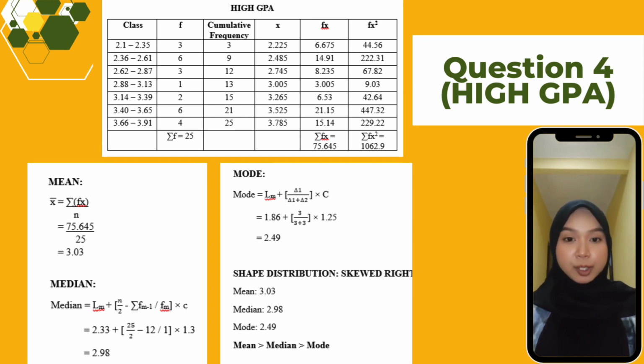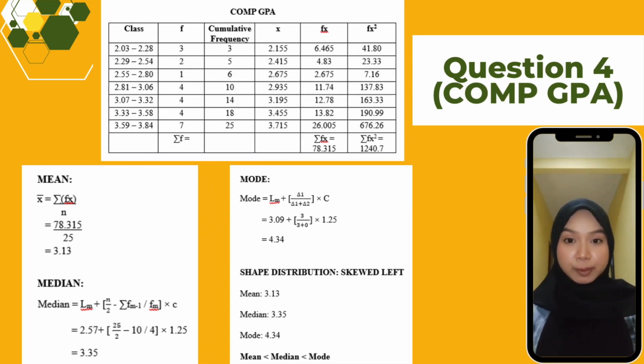The shape of the distribution is skewed right because the mean 3.03 is more than the median, where the median is 2.98, and the median is more than the mode, which is 2.49. The mean for computer GPA is 78.315 divided by 25 equals 3.13.